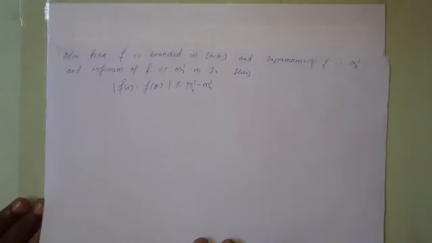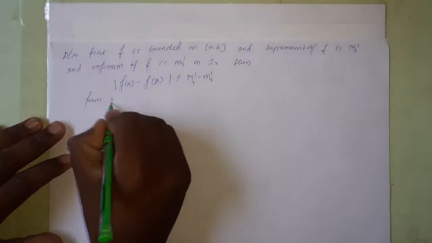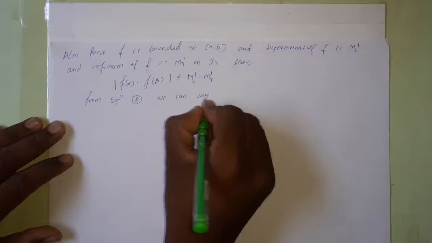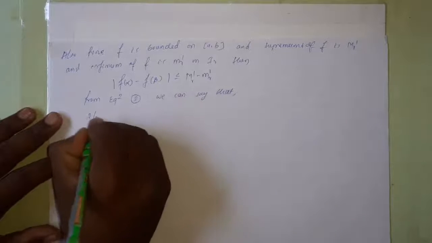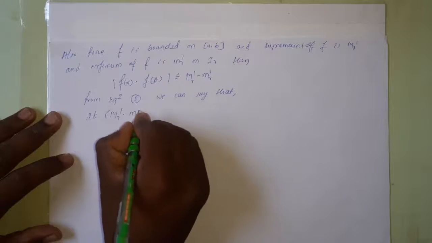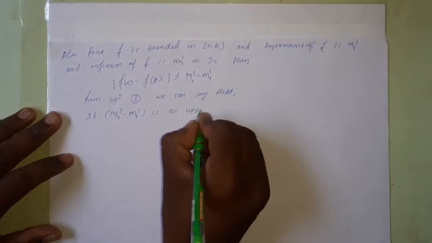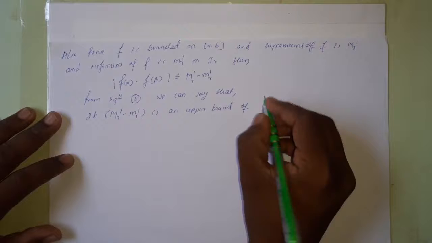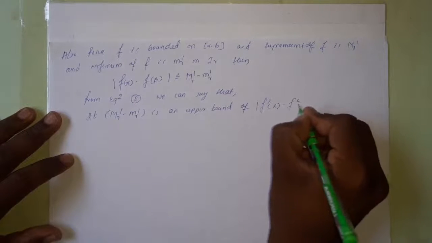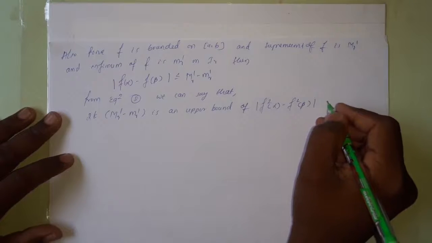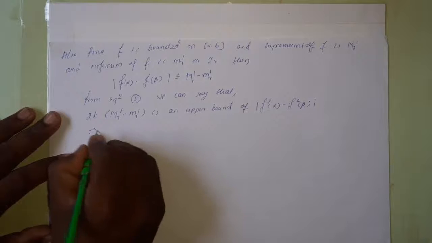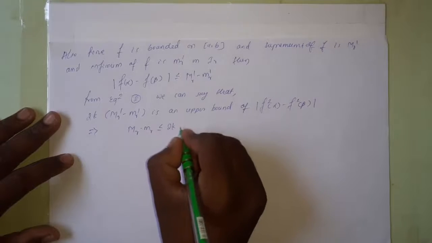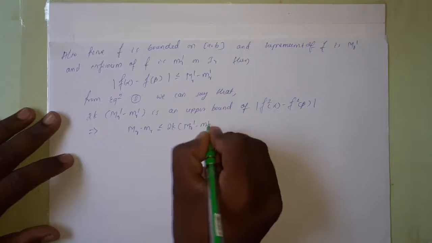Now from equation 2 we can say that 2k into (capital M_r dash minus small m_r dash) is an upper bound of |f square alpha minus f square beta|. It implies M_r minus m_r is less than 2k times (M_r dash minus m_r dash).